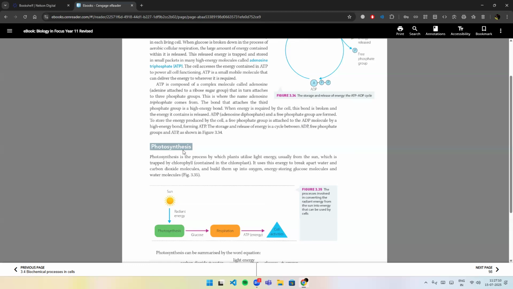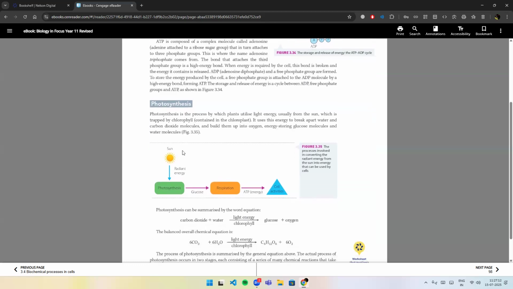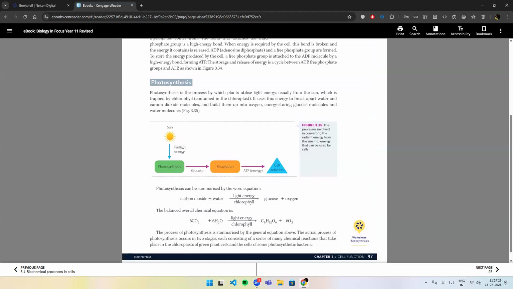To store the energy produced by the cell, a free phosphate group is attached to the ADP molecule by a high energy bond, forming ATP. The storage and release of energy is a cycle between ADP, free phosphate groups, and ATP, as shown in figure 3.34. Photosynthesis.